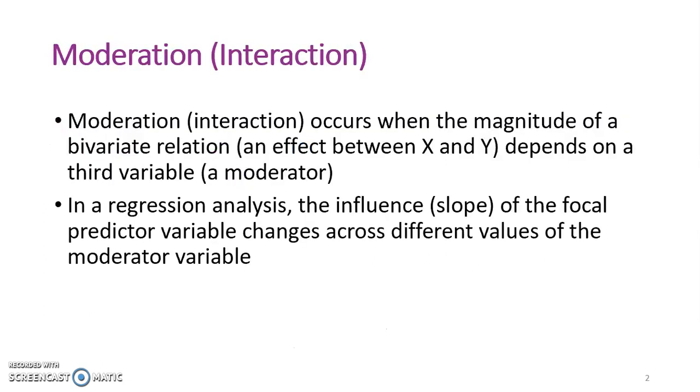A moderator is a third variable that we would add to a regression that influences the relation between x and y. Specifically, a moderator causes an interaction effect when the effect between x and y, or the effect of the bivariate relation, depends on the moderator. So in a regression analysis, we would describe it as the slope of the predictor variable on the outcome changing across different values of the moderating variable.